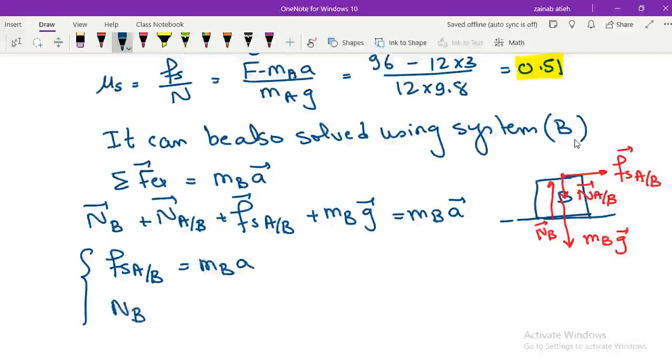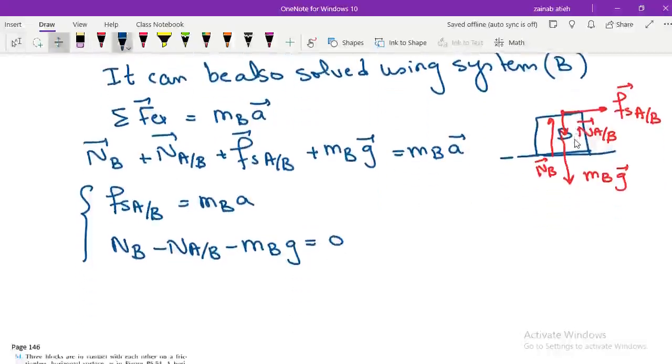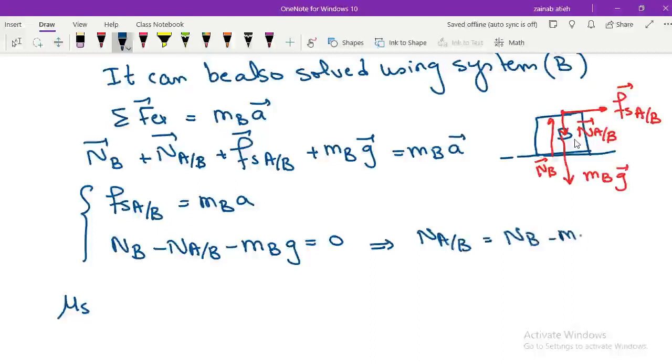And along the y-axis I have NB minus N of A on B minus MBG. It's equal to 0. Everything on the y-axis is equal to 0. Now to find mu I have to divide by an N. Do I choose the N exerted by A on B or the N exerted by the ground on B? Because I'm talking about the mu between A and B, it's really mu s. Let me find N exerted by A on B. It's equal to NB minus MBG.